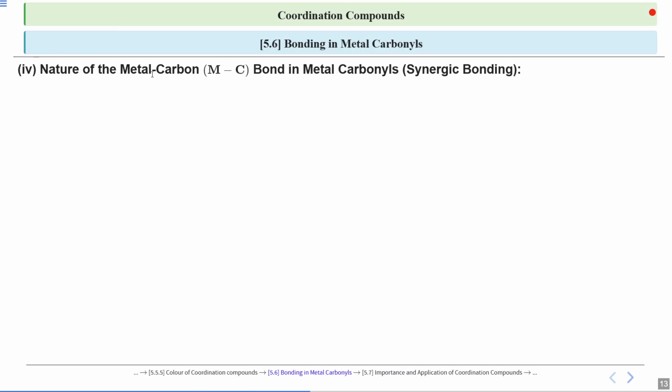Nature of metal carbon bond in the metal carbonyls. That is synergic bonding. We are going to call the bond between the metal and the carbon in the metal carbonyl synergic bonding. So in the metal carbonyls, there is a metal in the center, and that metal is attached to a number of carbonyl groups. How is the bonding happening? Basically that carbonyl has C double bond O. Now from this C double bond O, C is going to make the bond with the metal. So what is the nature of that metal carbon bond in the metal carbonyls?